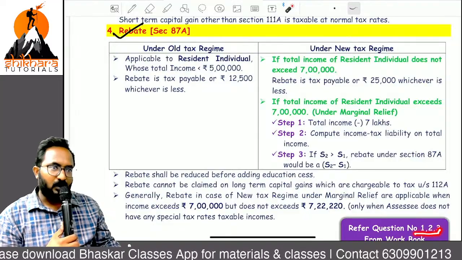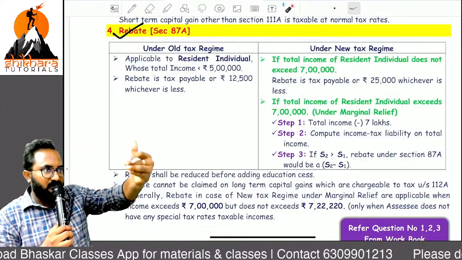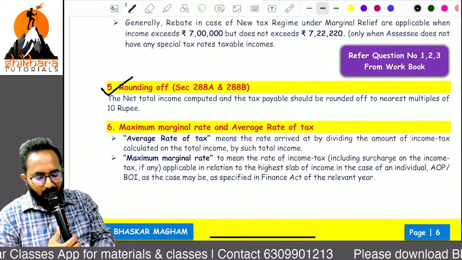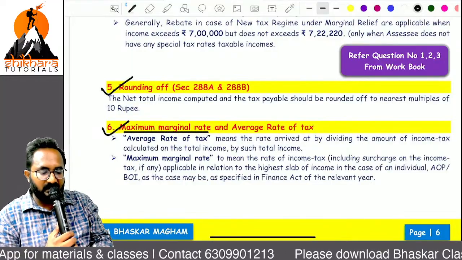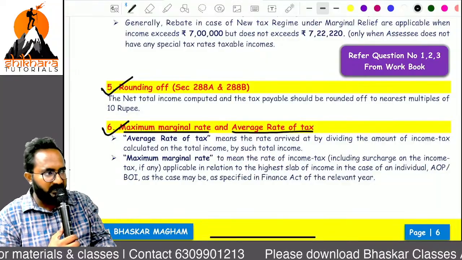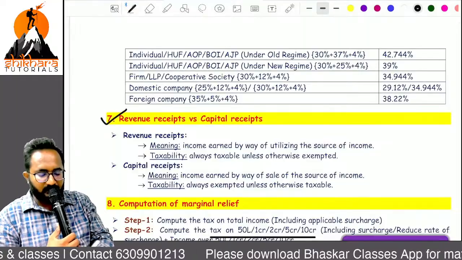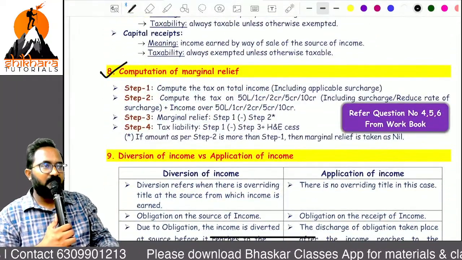First 3, I have not given in jumbled order; concepts and questions are given in the same order. Now after this we discussed rounding off and MMR. MMR means Maximum Marginal tax Rate, and we discussed average tax rate. Next, revenue receipt versus capital receipt we discussed. Directly what? Marginal relief concept.